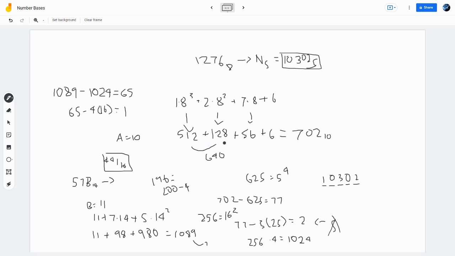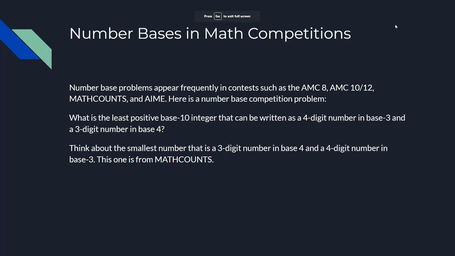And the rest sort of go by similarly. Now, number-based problems appear frequently in contests like the AMC 8 and MathCounts. So here's a number-based competition problem. What is the least positive base 10 integer that can be written as a 4-digit number in base 3 and a 3-digit number in base 4? So think about the smallest number that is a 3-digit number in base 4 and a 4-digit number in base 3.